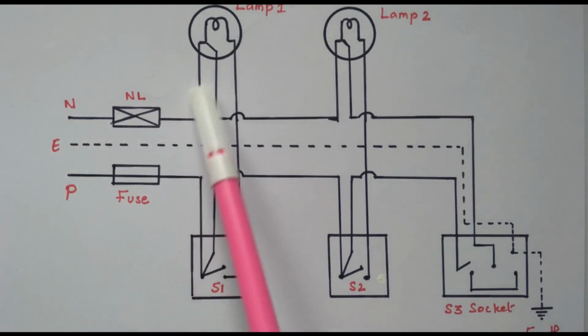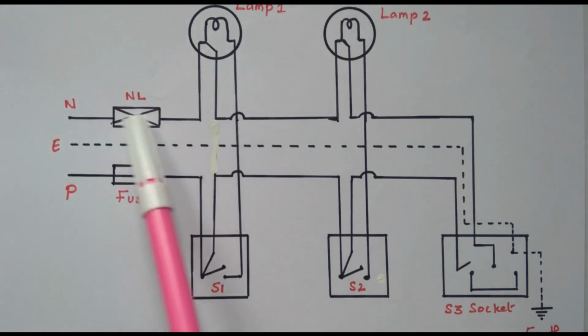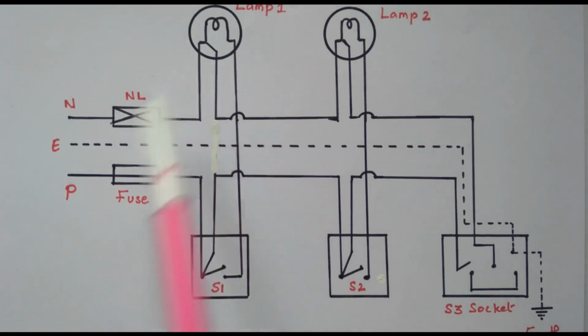So the neutral is connected directly. The phase is connected through the fuse. Now this fuse is connected through the switch. It is not connected directly to the lamp. Neutral is connected directly. The phase is connected through the switch. See, this switch is available.